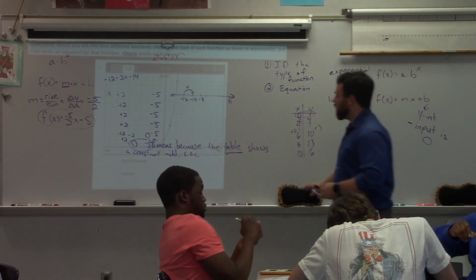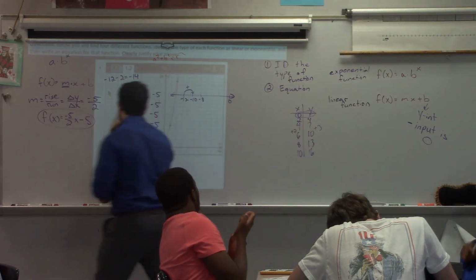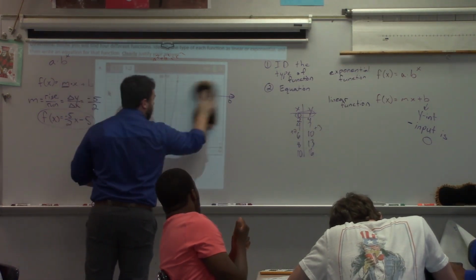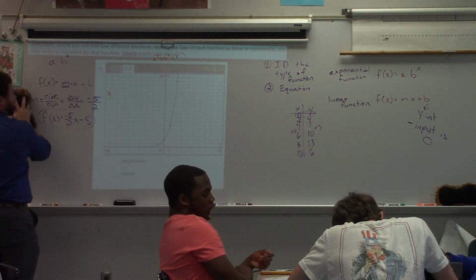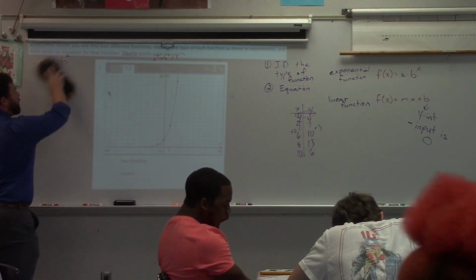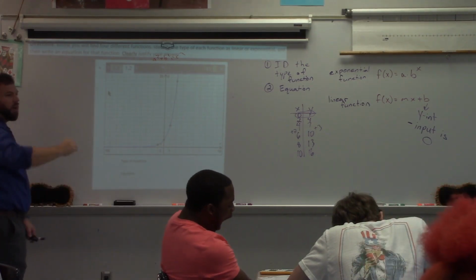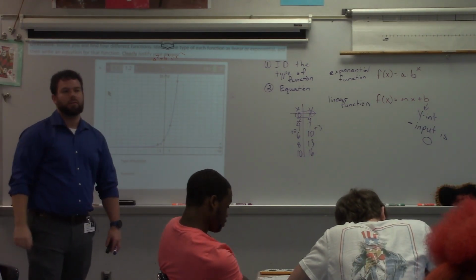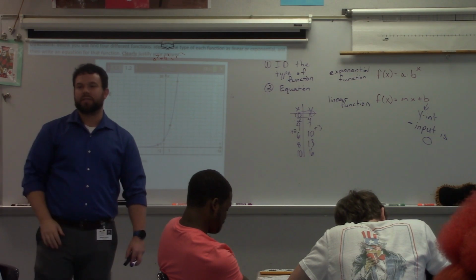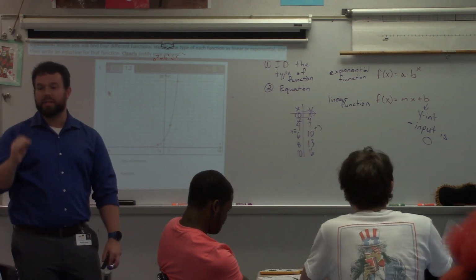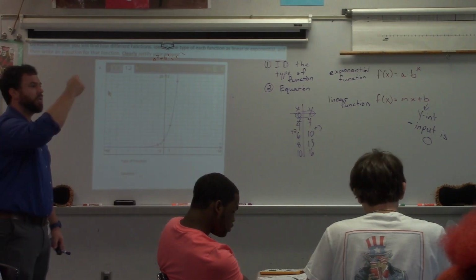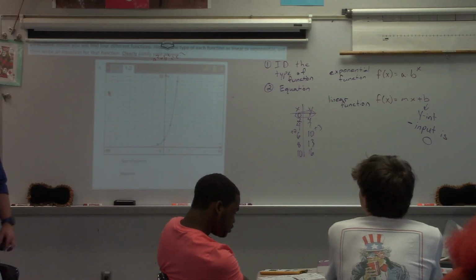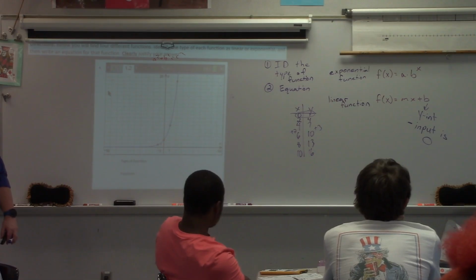Alright, number 4. Hopefully this one jumps out at us. I'm not going to write this down, I'm going to talk through this one. What type of function are we dealing with? Exponential, because the graph is an exponential curve. As soon as I see that graph, it's an exponential curve. That is literally the name of that curve.